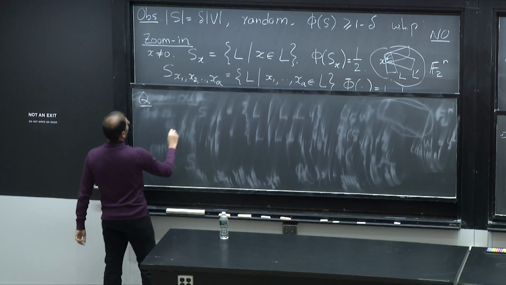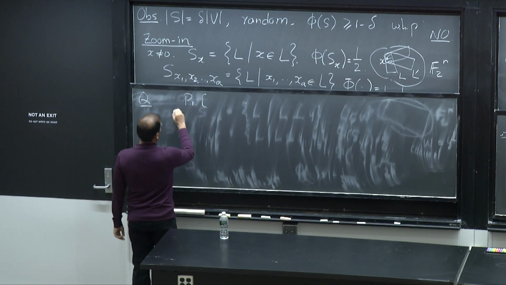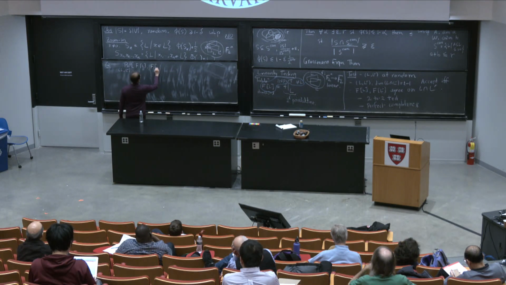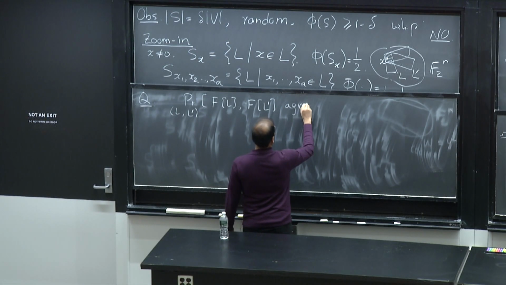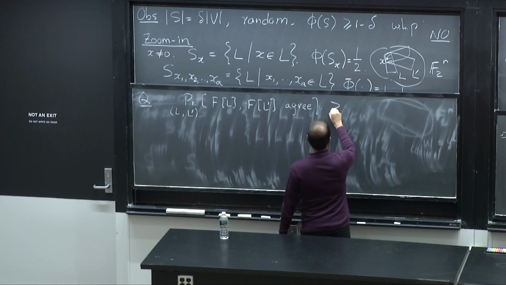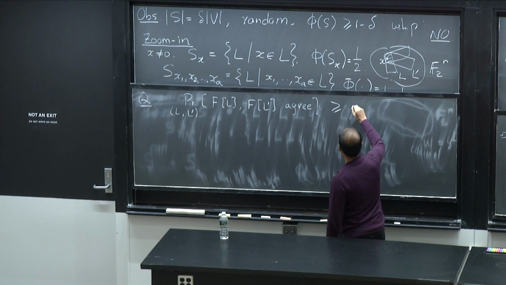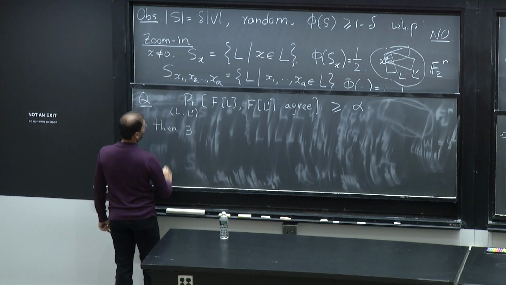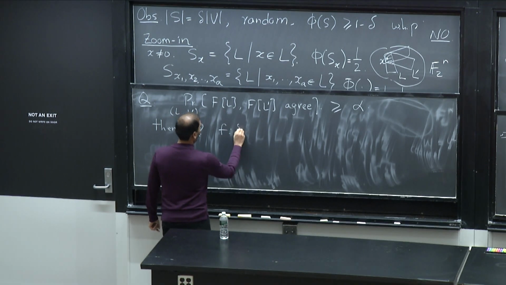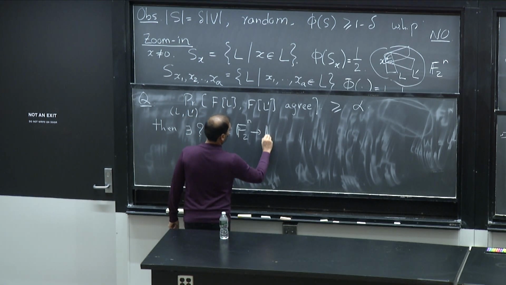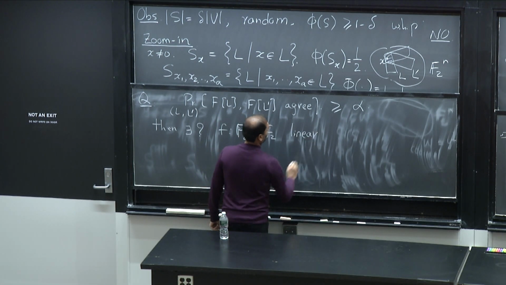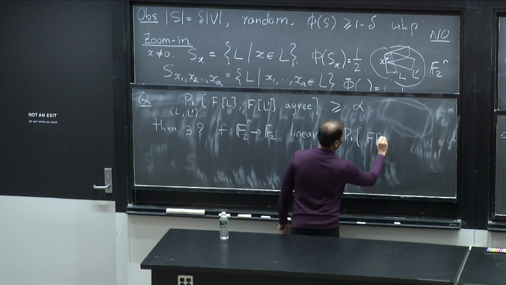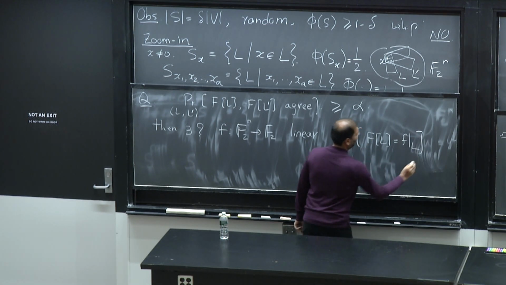Right. So the question is, suppose we have the following property that for a random pair L, L prime, what's given as input agrees on, let's say, some alpha fraction of the pairs, then is it the case that there is some global linear function for which what's given as input is consistent with that global linear function.